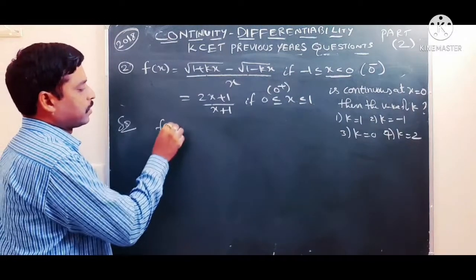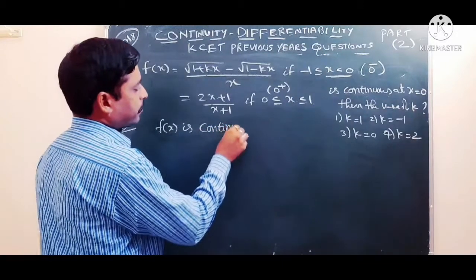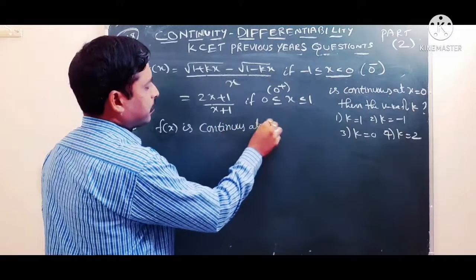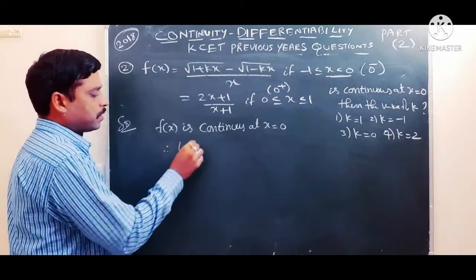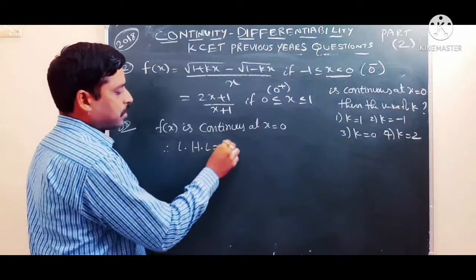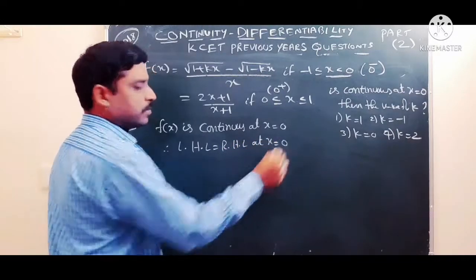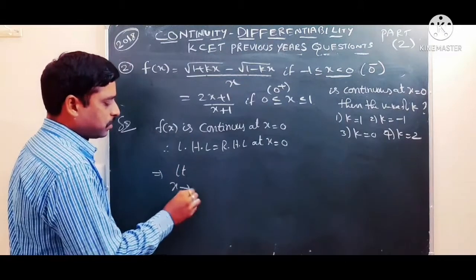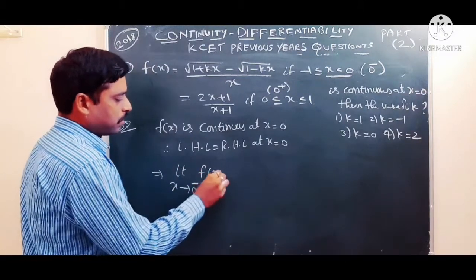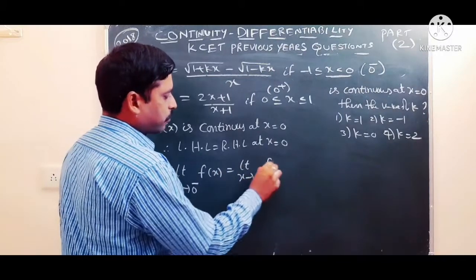f of x is continuous at x is equal to 0. So we have the formula: left hand limit is equal to right hand limit at x is equal to 0. So left hand limit, limit x tends to 0 minus f of x, will be equal to limit x tends to 0 plus f of x.